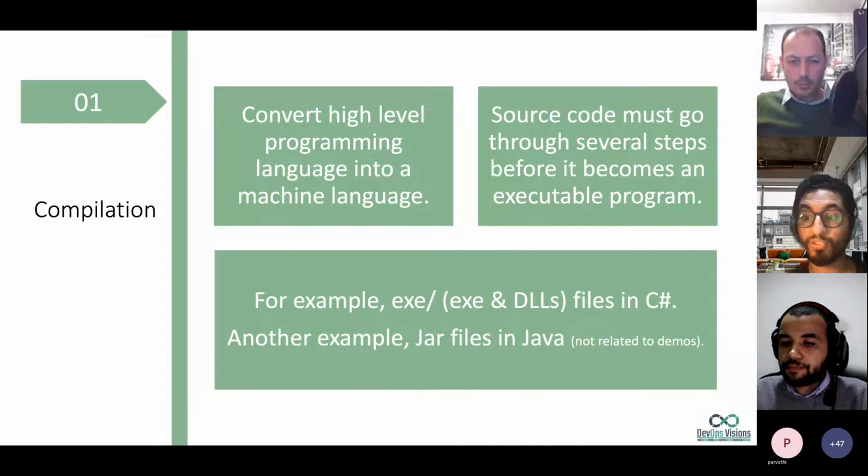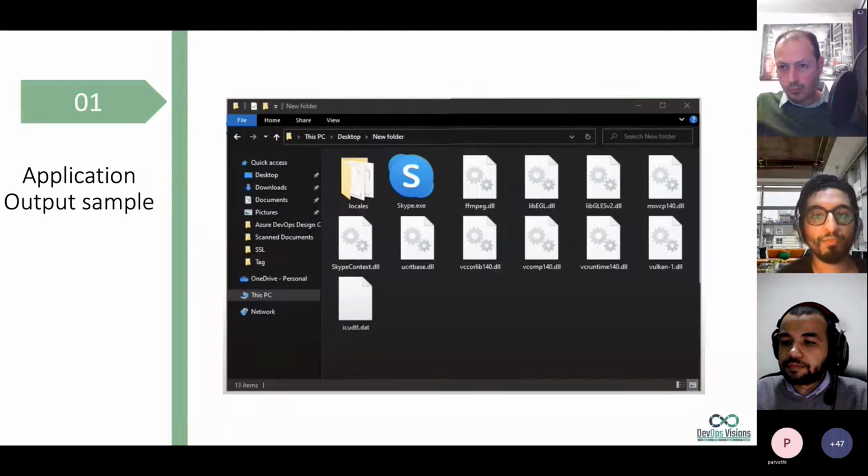And this format is very important to be aware of, because in CI/CD, when you do DevOps, you will package your application and deploy it based on the format. You will take the right action. Okay, so this is now an example for the executable format for Windows.